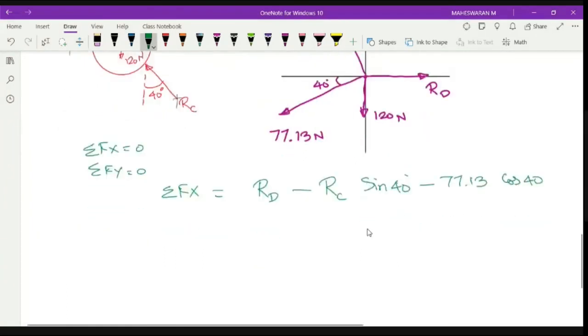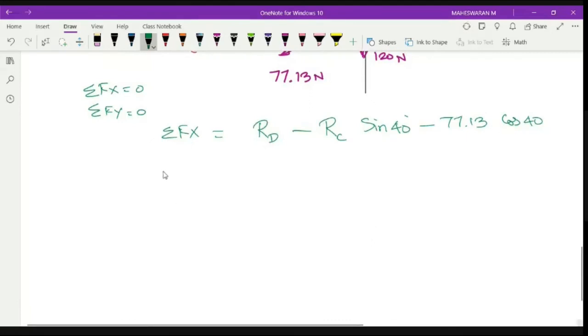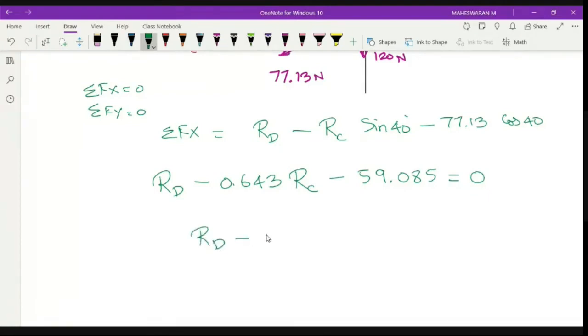So this is my Fx. Which means I can write RD minus, what is sine 40? 0.643 RC, minus the value of this one, 59.085, is equal to 0. Which means I can write RD minus 0.643 RC is equal to 59.085. Consider this as equation 1.